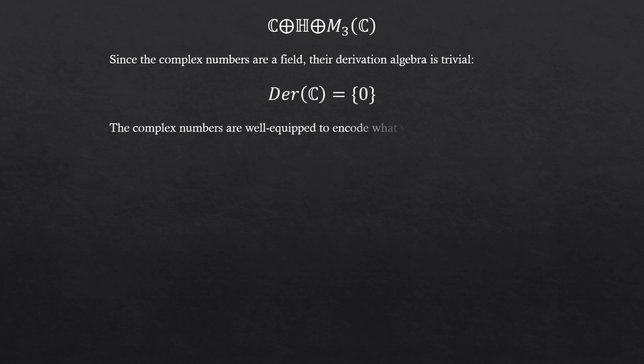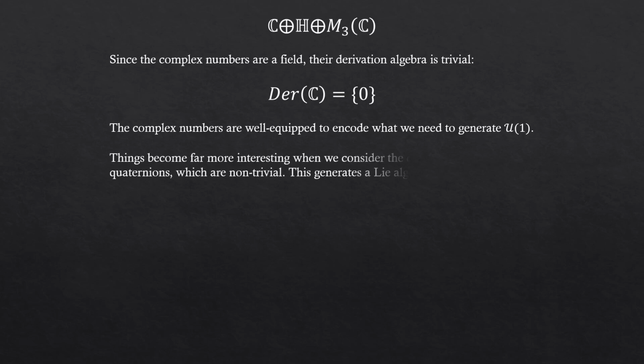The complex numbers are well equipped to encode what we need to generate U1. Many people who have gotten this far in physics are well aware of the classical context of electrodynamics and the importance of U1 by this point. So it becomes more interesting when we get non-trivial extensions. So let's consider, for example, the derivation algebra of the quaternions, which are indeed non-trivial.